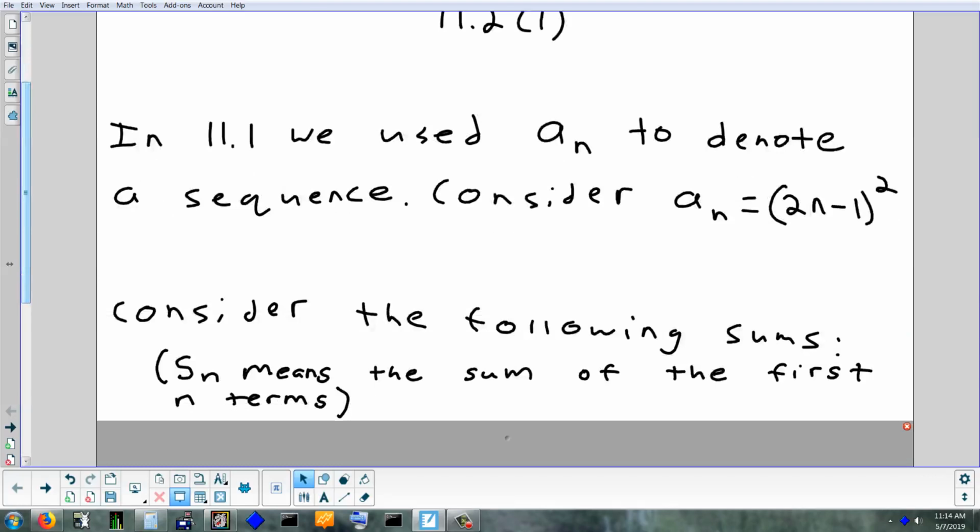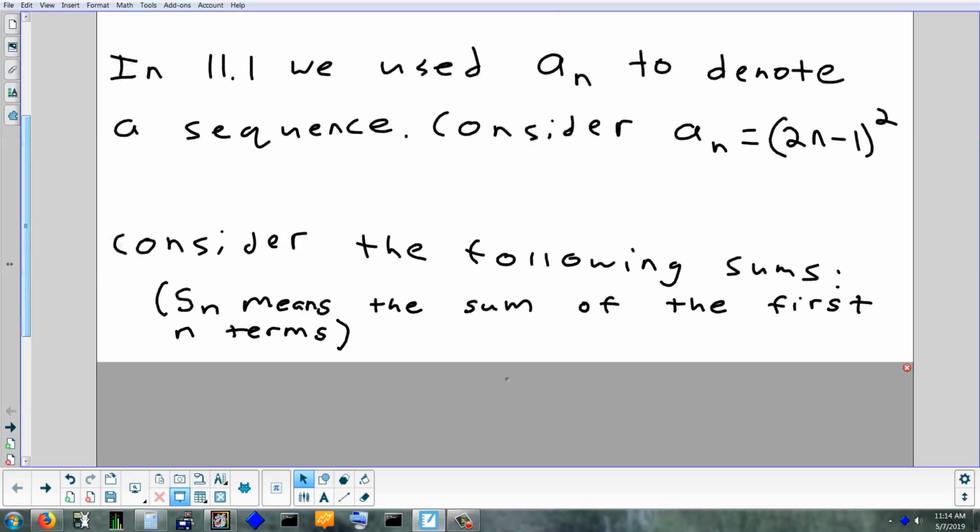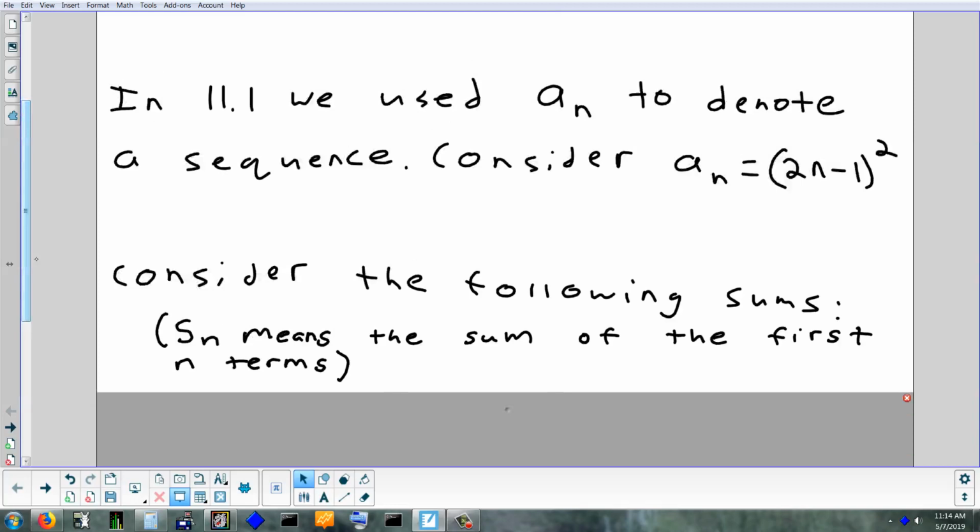So now what we're going to look at is some sums, and I'm going to use the notation S sub n. What that means is S sub 1 would mean what you get when you add up the first one term in that sequence. S sub 2 would be what you get when you add up the first two terms. S sub 10, what you get when you add up the first 10. So it would be helpful to write out some of the terms in that sequence so we know what we're adding.